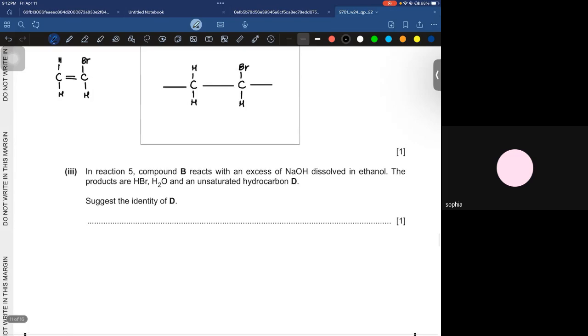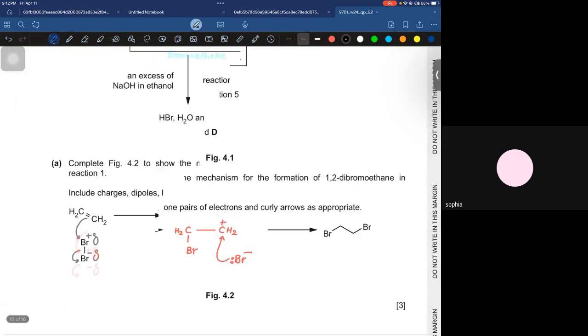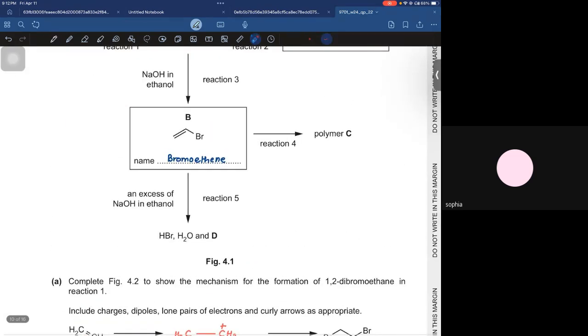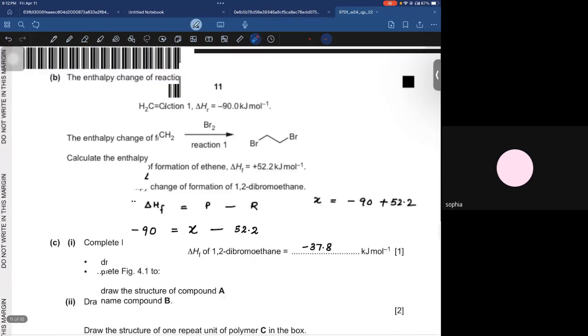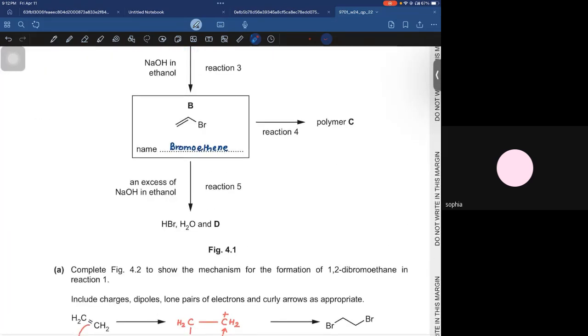In reaction 5, let me see the reaction 5. This is going to react with an excess of sodium hydroxide, but in ethanol. So it is very important to know that rather than nucleophilic substitution, an elimination reaction is going to take place. So what is the product? Suggest the identity of D.